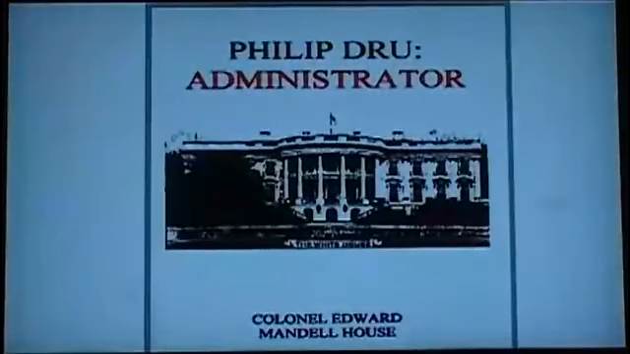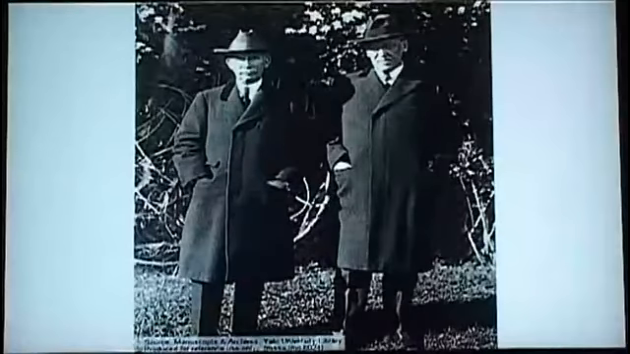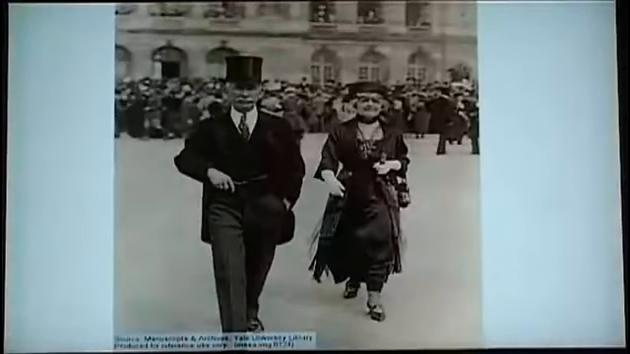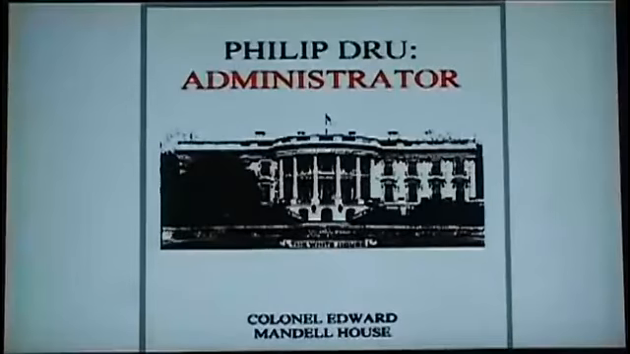Now here is the book Philip Dru that we talked about a few moments ago. There was a book put out in the early 1900s called Philip Dru, Administrator. It was written by, here is the President of the United States, and next to him is a man named Colonel Edward Mandell House, a very wealthy banker in Europe, but a very close friend to the President of the United States back then. He wrote a book called Philip Dru, Administrator.